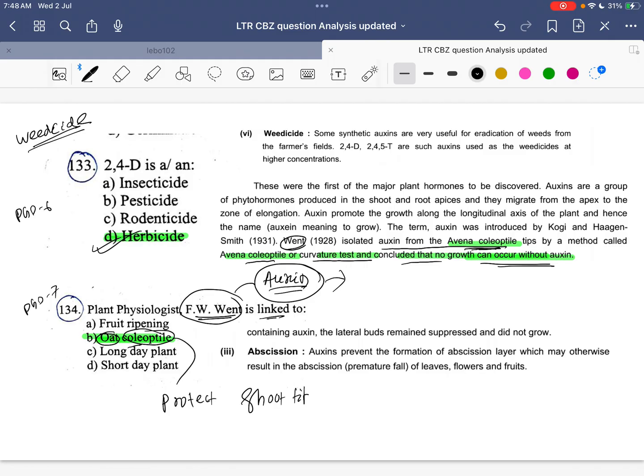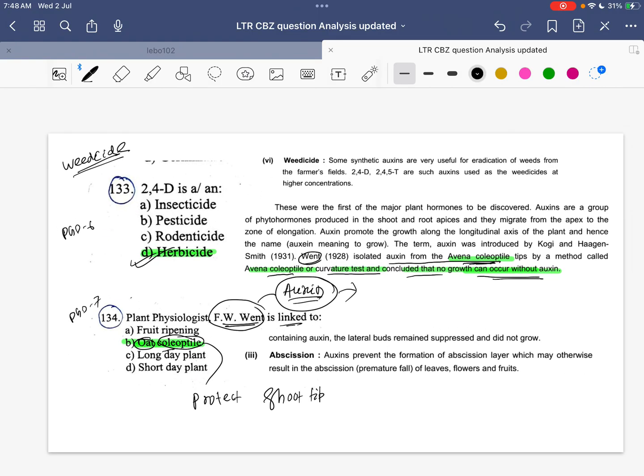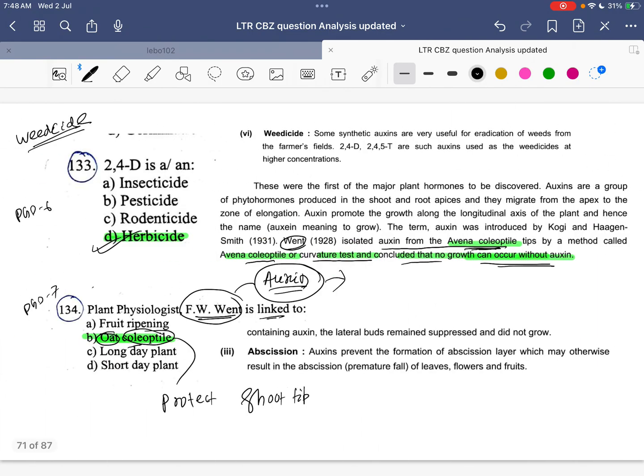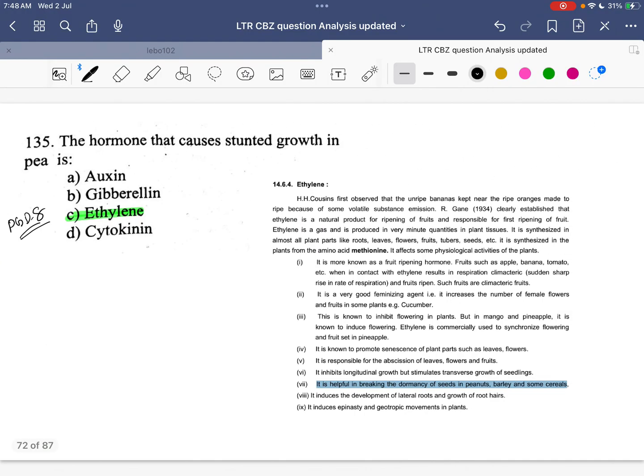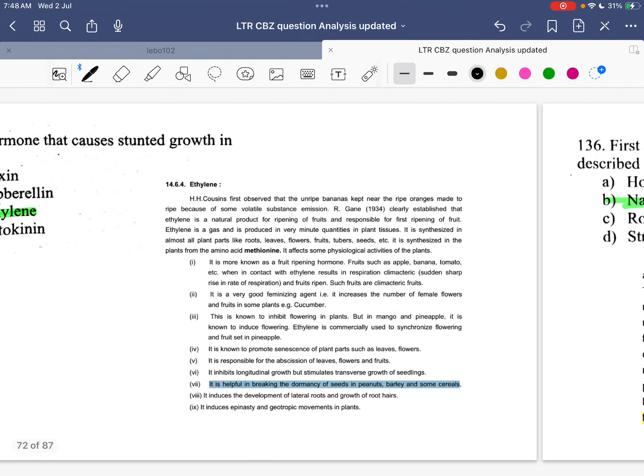Protect the shoot tip, so that it will germinate faster. Fine. So answer will be the oat coleoptile. This will not be the answer, fruit ripening is not the answer. The hormone that causes stunted growth is ethylene.